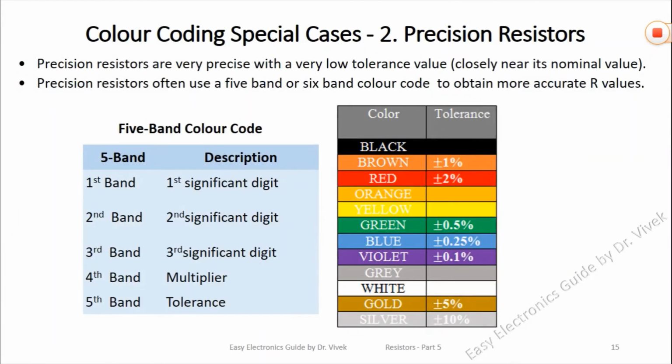Precision resistors are very precise with a very low tolerance value. They often use a 5-band or 6-band color coding. In the 5-band color code, the first band is the first significant digit, second band is the second significant digit, third band is the third significant digit. The fourth band is the multiplier and the fifth band is the tolerance.